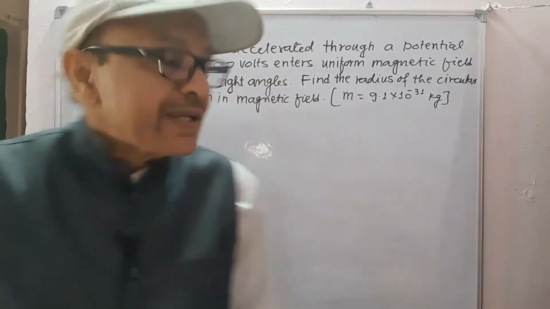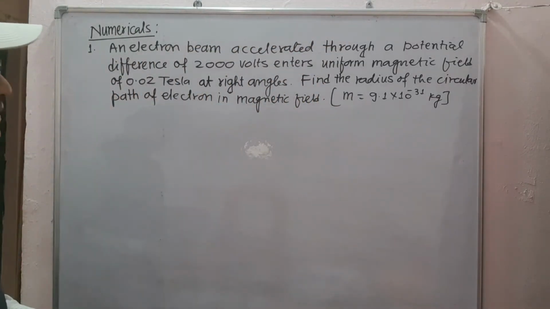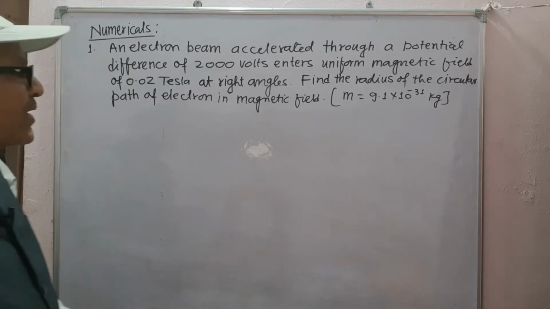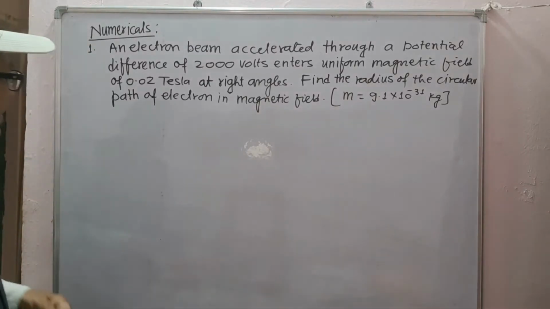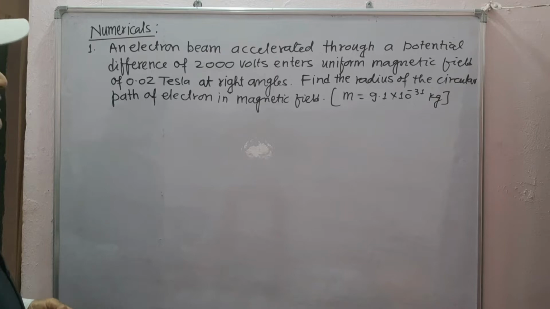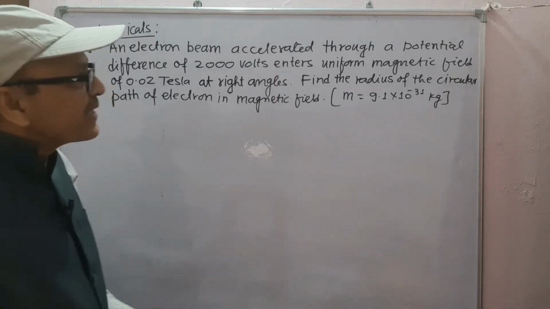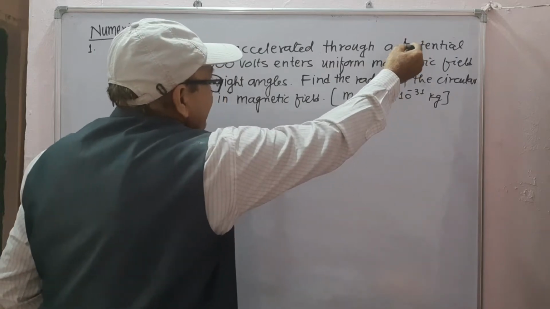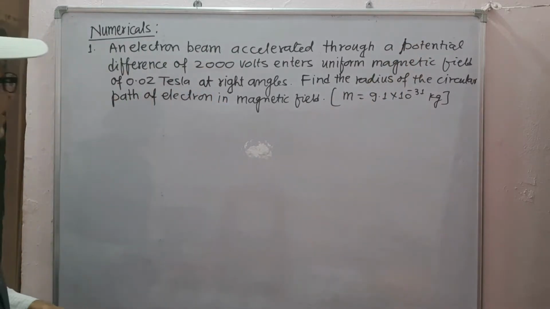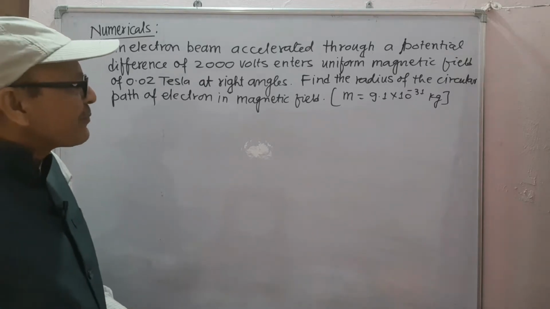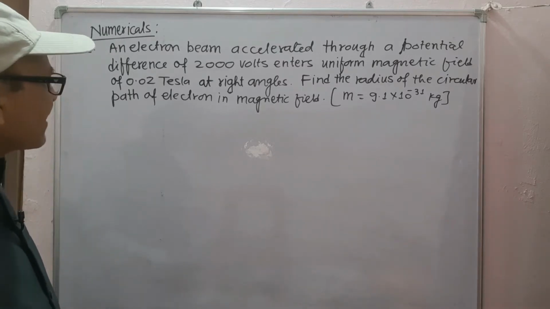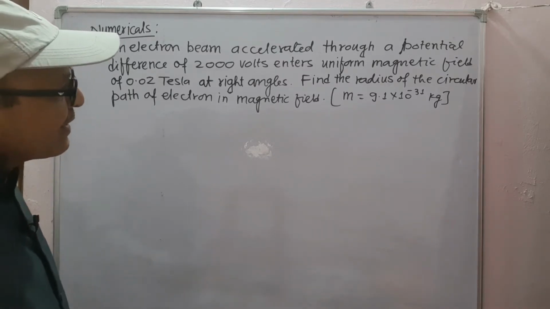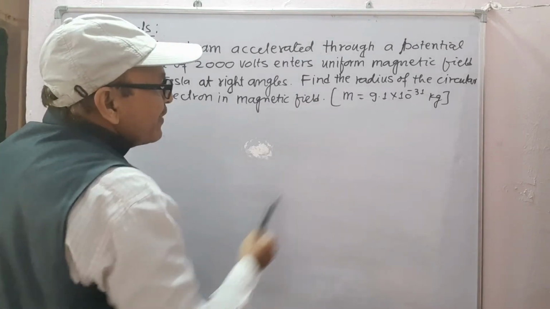We take some numerical problems related to the above formulas. First numerical is, an electron beam accelerated through a potential difference of 2000 volts enters a uniform magnetic field of 0.02 Tesla at right angles. Find the radius of the circular path of electron in magnetic field. Mass of electron is given to be this much.